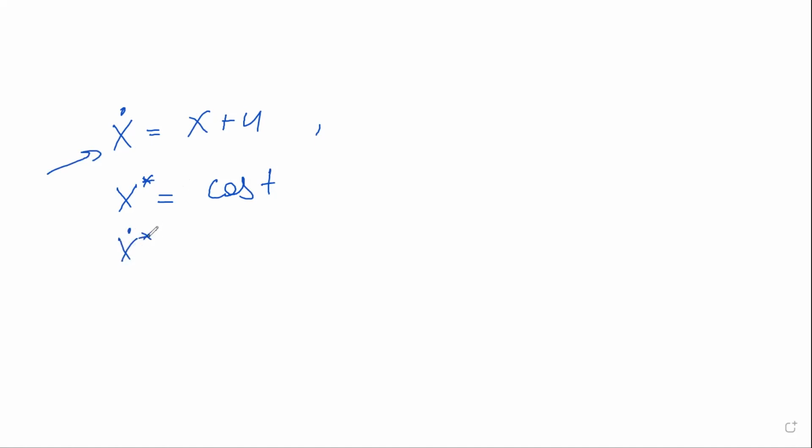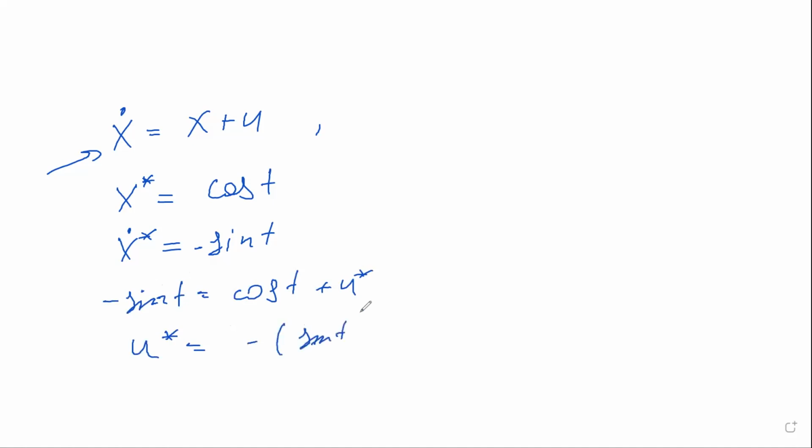So x dot star would be equal to minus sine t, right? If this is x star, its derivative is minus sine t, right? So what we have is minus sine t equals cosine t plus u star. So u star would just have to be equal to minus sine t minus cosine t. That's it. So with this u star, this is a solution. So the solution is just a cosine wave.